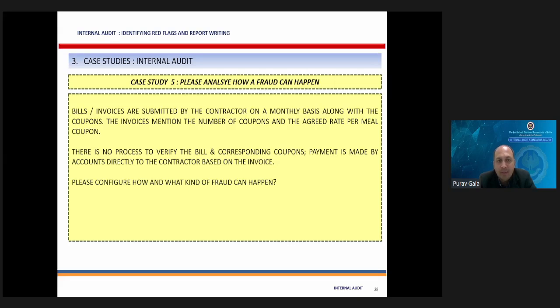Bills, invoices are submitted by the contractor on a monthly basis. Invoices mention the number of coupons and the agreed rate per meal coupon. There is no process to verify the bill and corresponding coupons. Payment is made by accounts directly to the contractor based on the invoice. Please configure now how and what kind of fraud can happen.